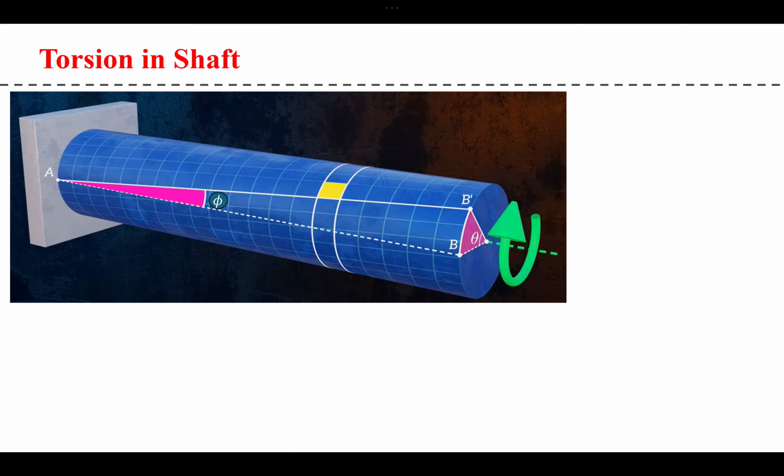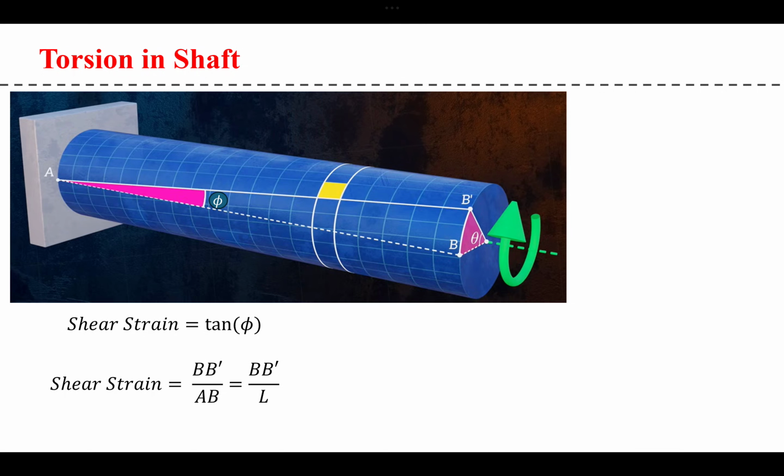Okay, now if you see that the distance from B to B prime is the change or maximum distance, giving you an angle theta, which is the angle of twist, you also have an angle phi here, as you can see, between the edges AB and AB prime. Now it is very important that if you try to find the shear strain, you can do it just by taking the tangent of this angle phi.